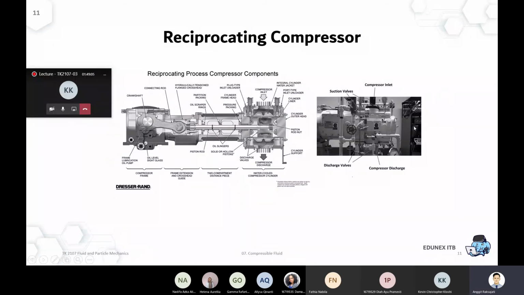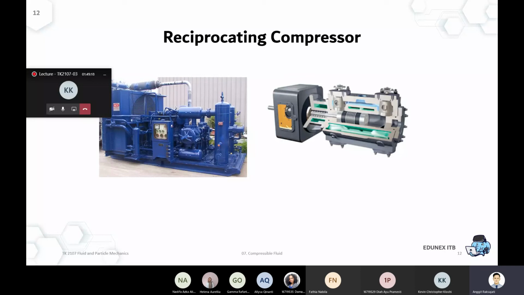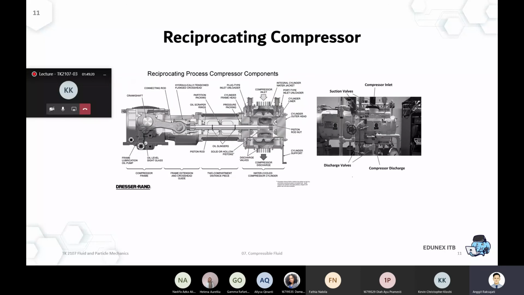Reciprocating, again, very similar to a reciprocating pump. It sucks, it pushes, sucks and pushes, going leftward, rightward, so opposite direction. For example, that's the inlet. When it goes in the left direction, it will suck the fluid.